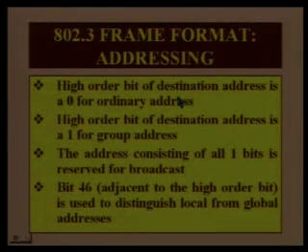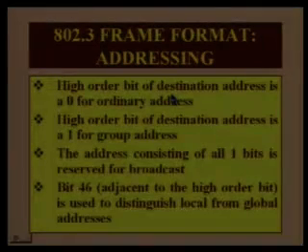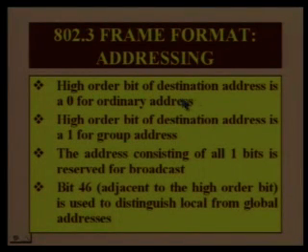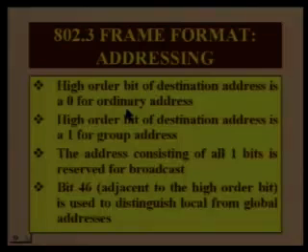We talked about the source address and the destination address, and finally we agreed that 6 bytes are reserved for the destination address. Now you can ask what those bits are meant for. They have many meanings. For example, the high order bit of the destination address is a 0 for an ordinary address. The high order bit of the destination address is a 1 for a group address. If the high order bit is 1, the same message is going to group addressing. The address consisting of all 1 bits is reserved for broadcast.